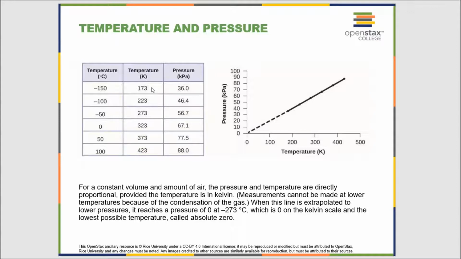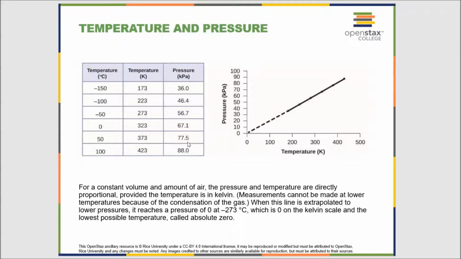But if we approximately double the Kelvin temperature from 173, if you doubled it exactly, it'd be 346. We'll look at 373. You approximately, again, double the pressure. It goes from 36, exactly double would be 72, but it's a little bit more, so it's 77.5. So the temperature has to be in the Kelvin scale whenever you're dealing with gas laws.